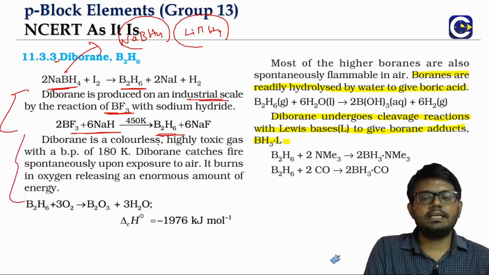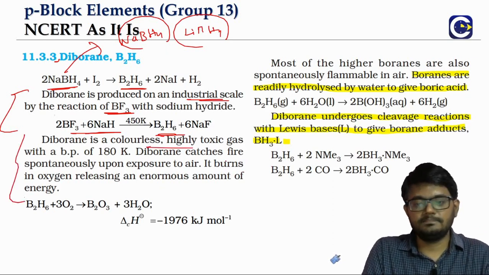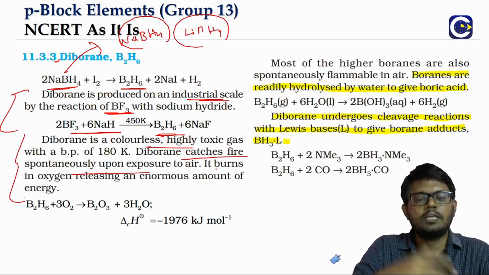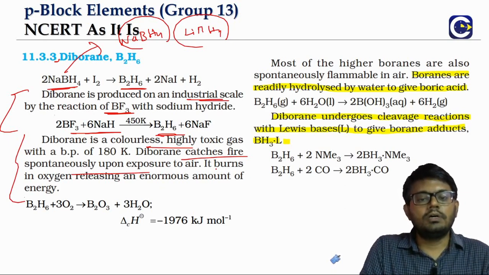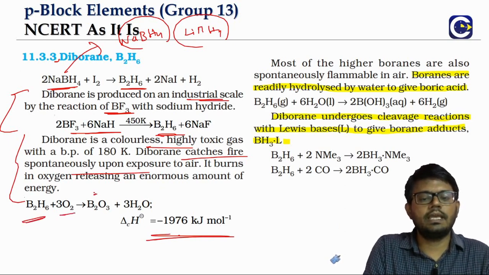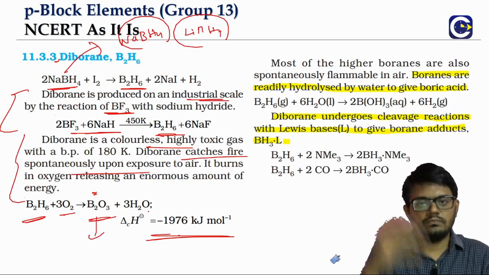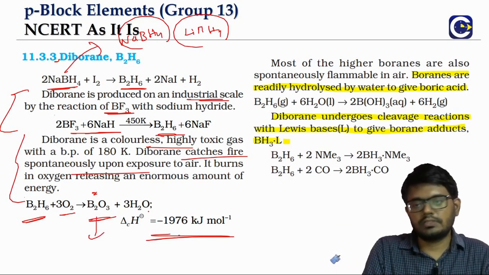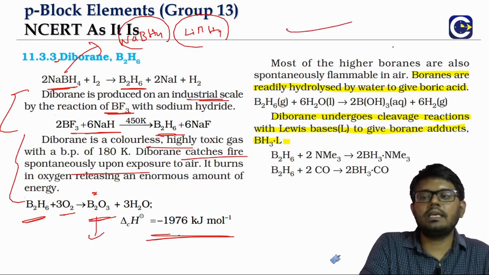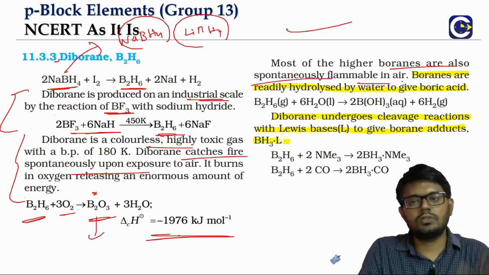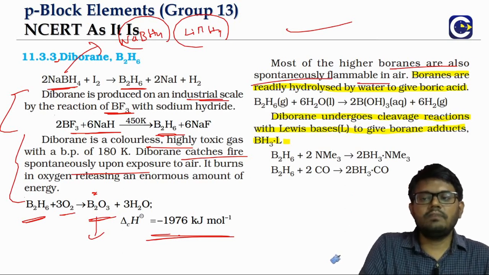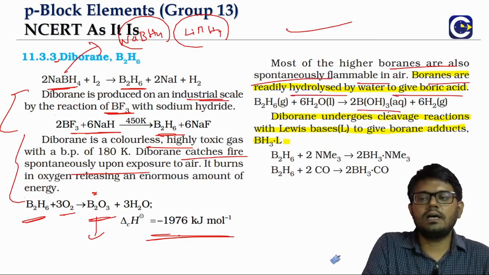In terms of properties, it is a colorless substance but highly toxic. It will catch fire immediately when you expose it to the air, and it will burn in an exothermic reaction, highly exothermic. It burns in air to give us B2O3, which we can call boric anhydride or boron oxide. Not just diborane, but even the higher order boranes spontaneously catch fire in the air. And when we hydrolyze them, they give us orthoboric acid.